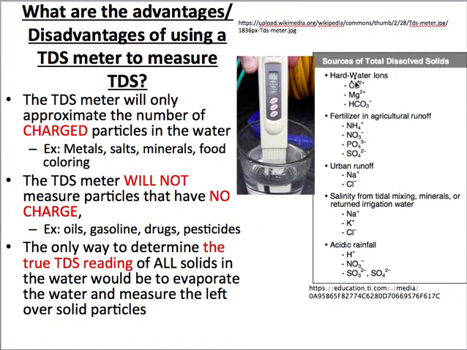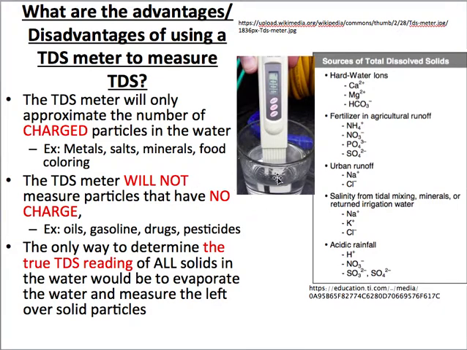Notice how each of these atoms and molecules here have a positive or negative charge next to them. See, plus, minus, plus, minus. So these TDS meters can only read things like this. It will not read molecules that have no charges. So for example, oils, gasoline, some drugs, and pesticides don't have charged atoms or molecules, so they're just going to be floating in the water. And this TDS meter is not going to be able to pick up on these oils or gasoline. So in that way, it's not as accurate as it could be.